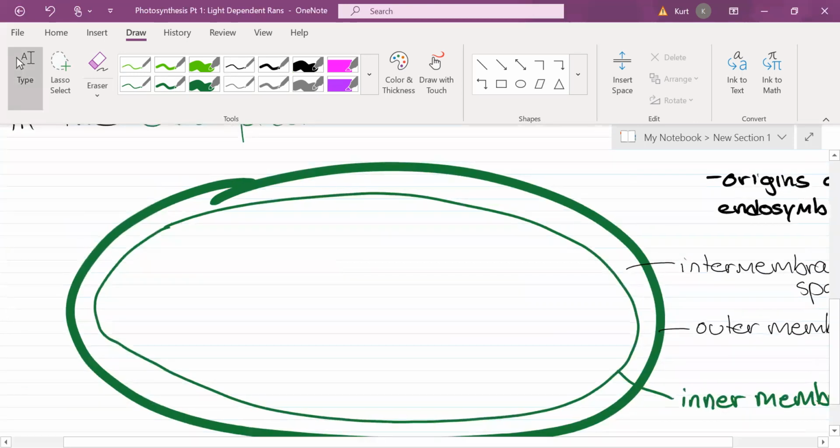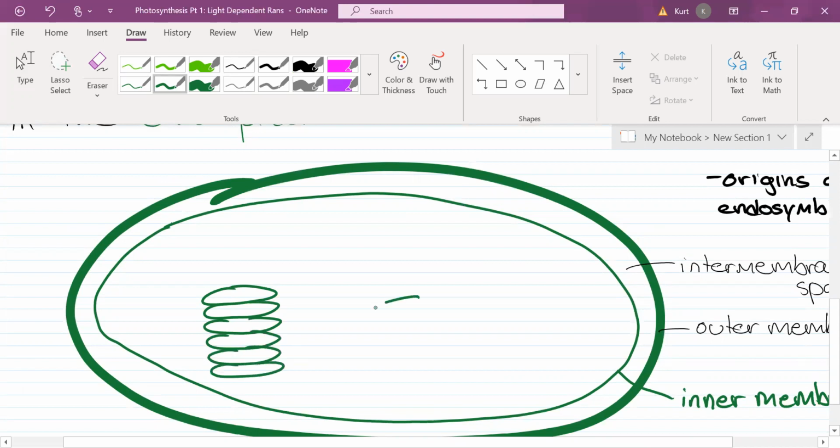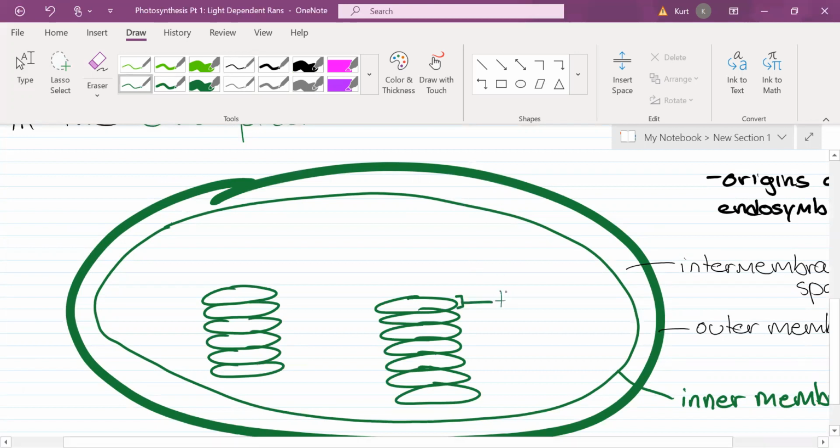Now, inside a chloroplast, you have these disc-like structures, like little frisbees. These are called thylakoids. So one of these structures is called a thylakoid. A stack of thylakoids is called a grana. In this open area, this open void that is inside the chloroplast, it's sort of similar to the cytoplasm.